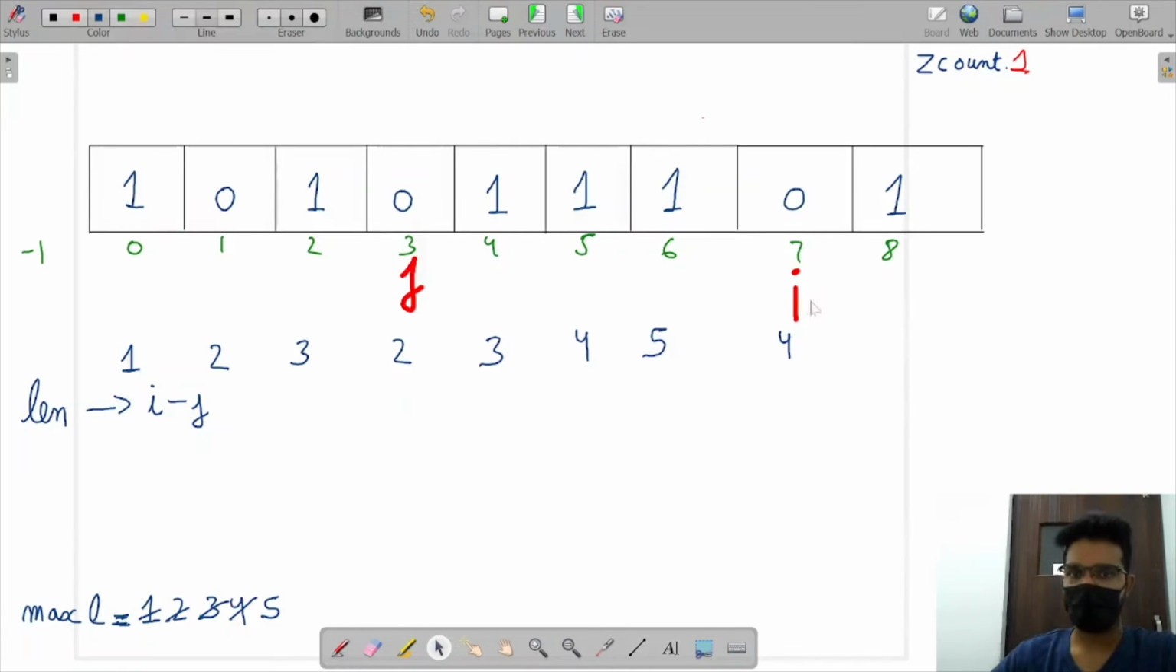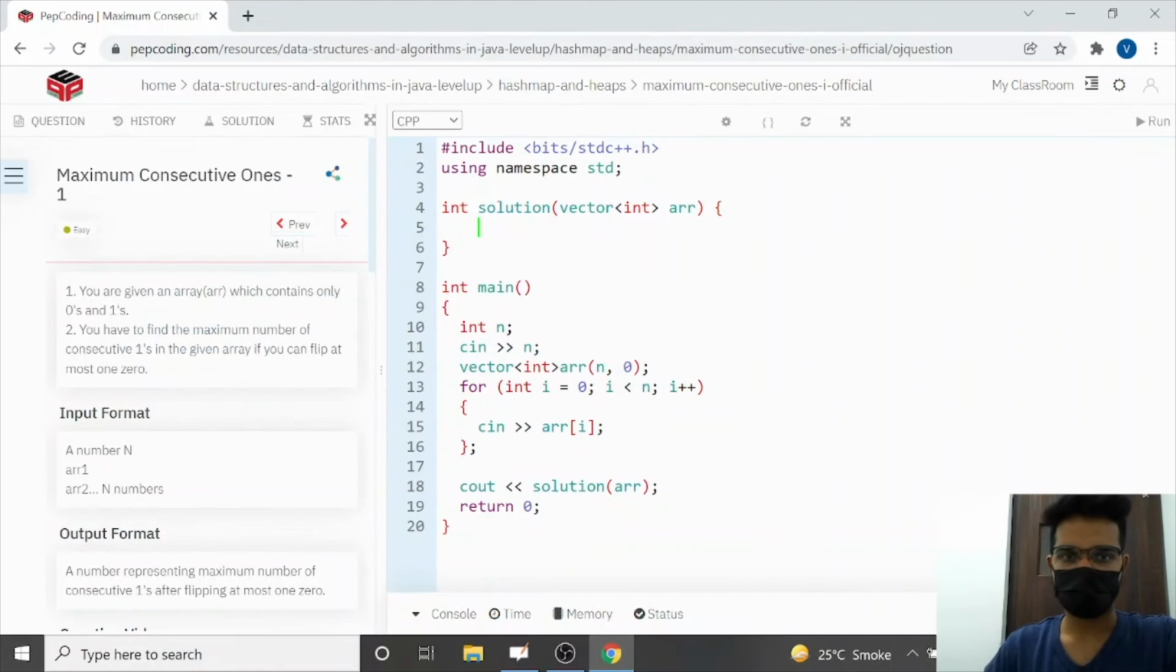And then again, we increase our i. It gets to the 8th index, that is 1. So we calculate our length, 8 minus 3, that is 5. Same as our max length. So ultimately our max length is equal to 5. Okay. So now that we have understood this much, let's code it.